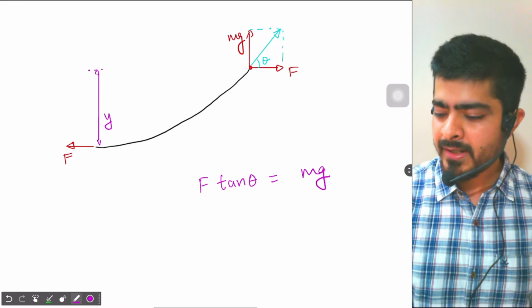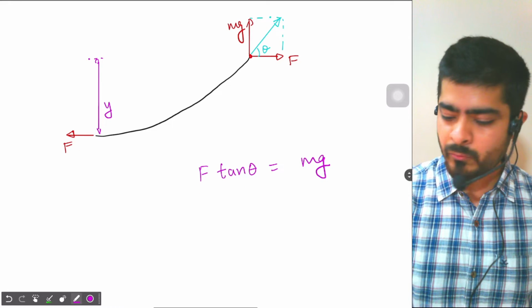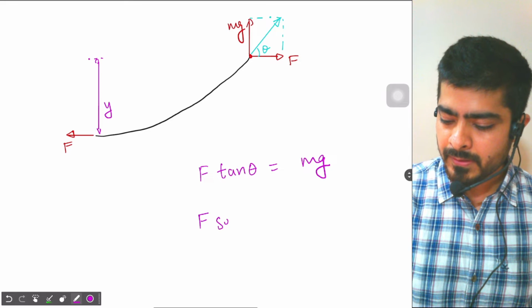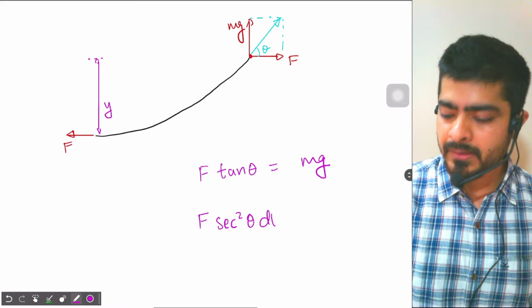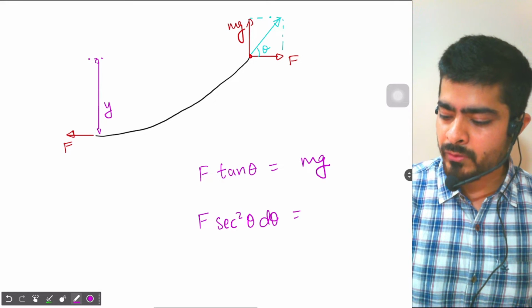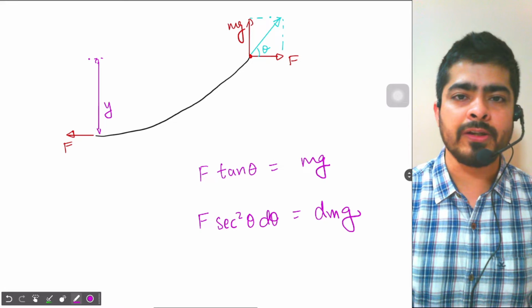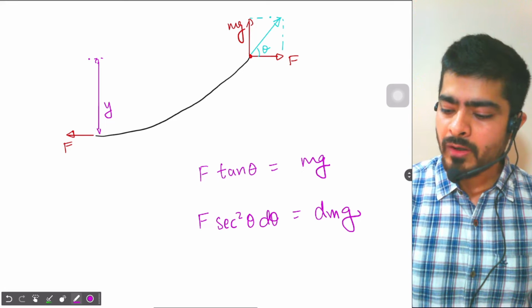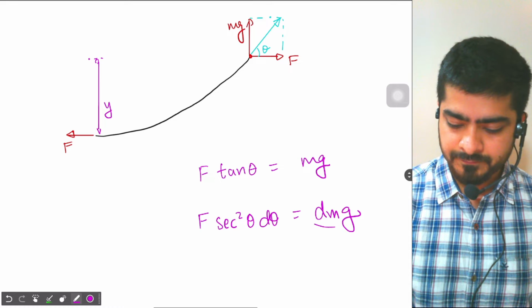So if I differentiate this equation, what would I get? F sec square theta d theta should be equal to dm multiplied by g. Okay, now what is this dm equal to?